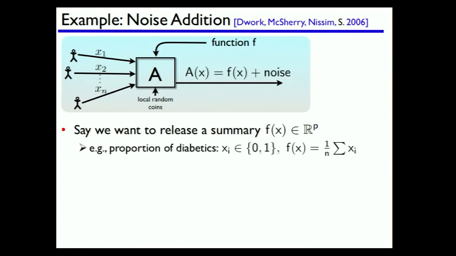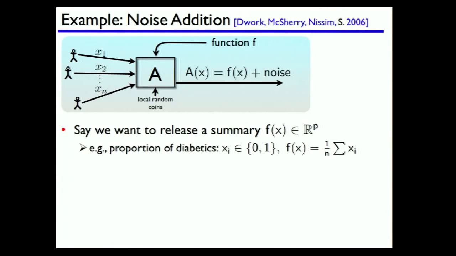Let me go through an example of something that satisfies this definition first. Okay. So suppose I've got this function f, some function f that I'd like to release, and I'll think of this function as just some vector-valued function that returns a vector of p real numbers. Okay. And what I'd like to do is add some kind of noise to f and then just release that noisy estimate. Okay. So for example, I might have a clinical data set, and I might be interested in releasing the proportion of diabetics. Right?